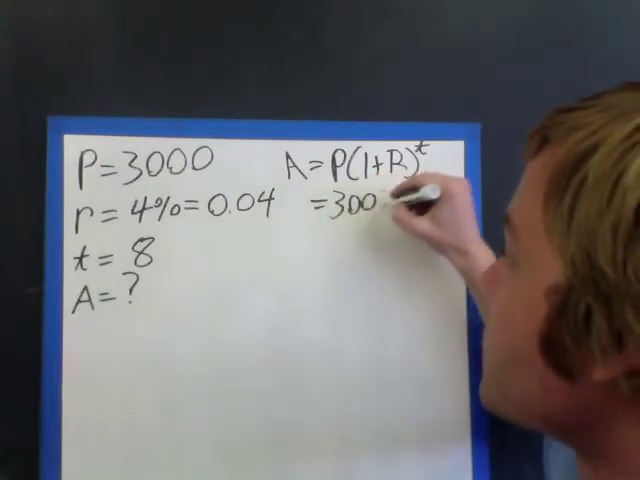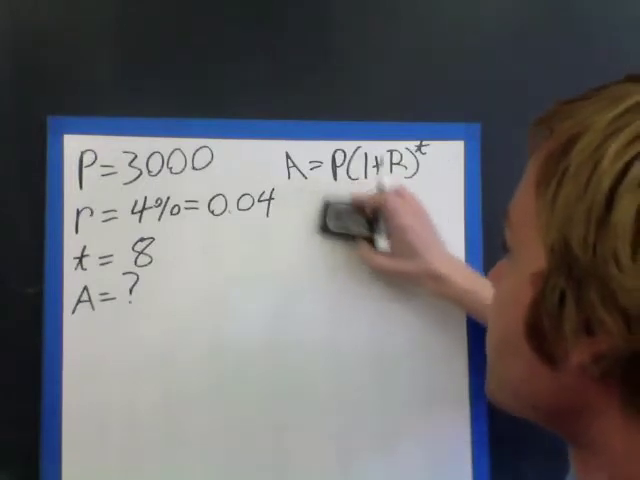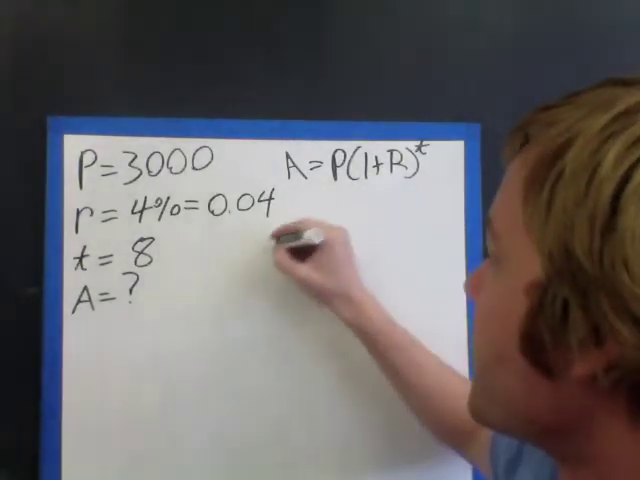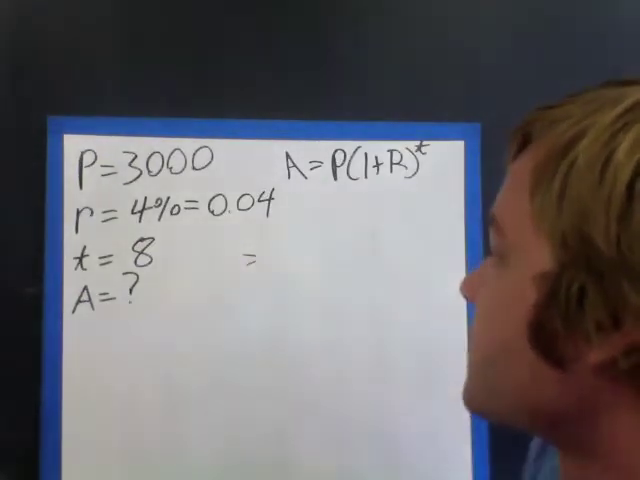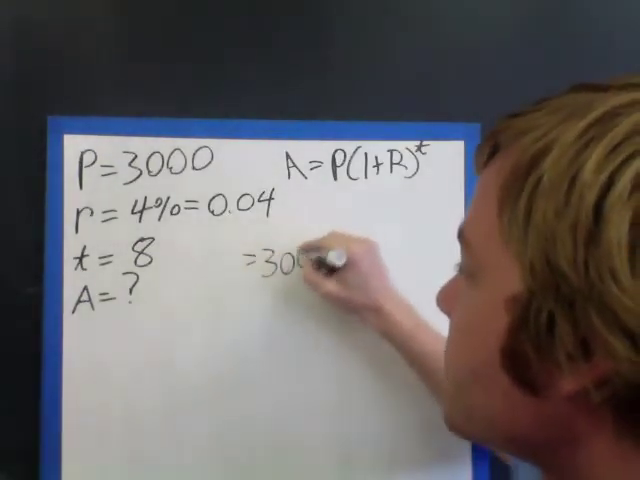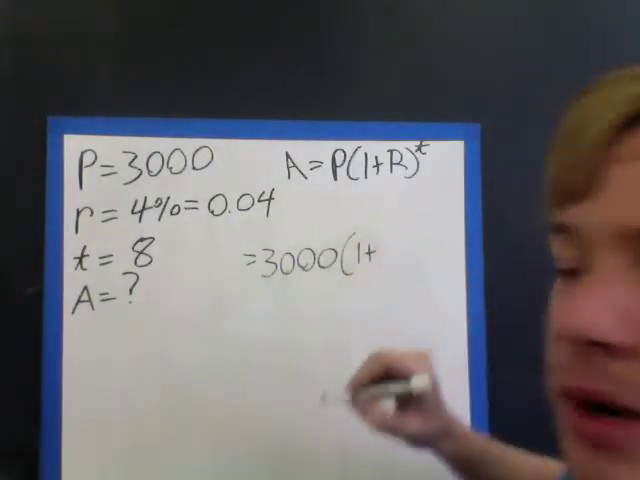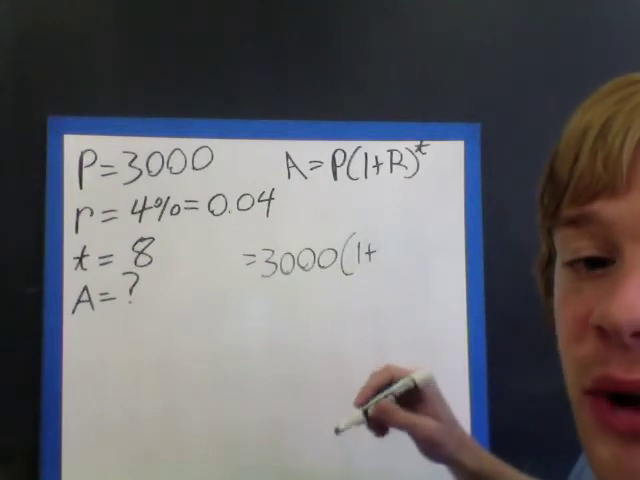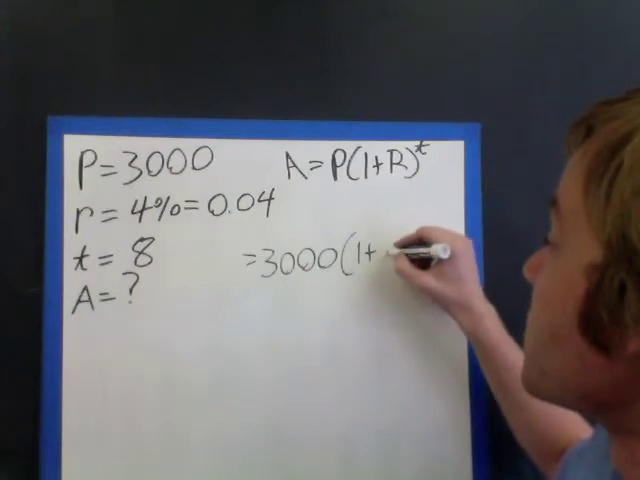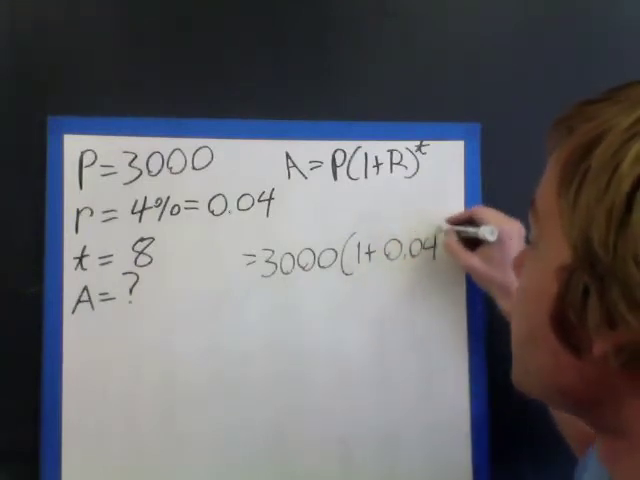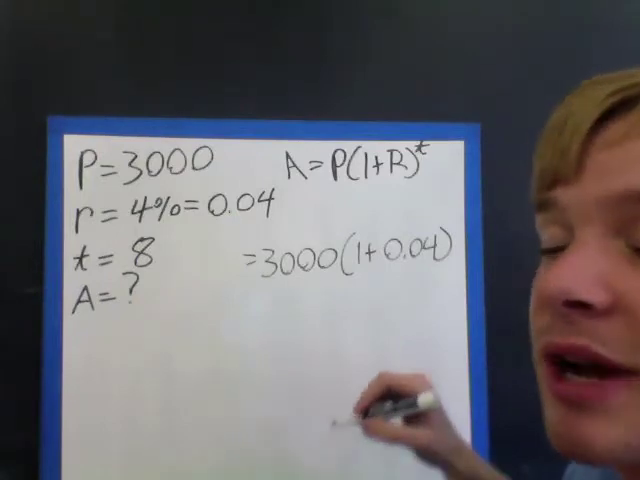I'm going to write this a little further down. P is 3,000. My R is 4%, but I want to write it as a decimal, so I'm going to write in 0.04. And then I know that my T is 8, so I'm going to have to the power of 8.